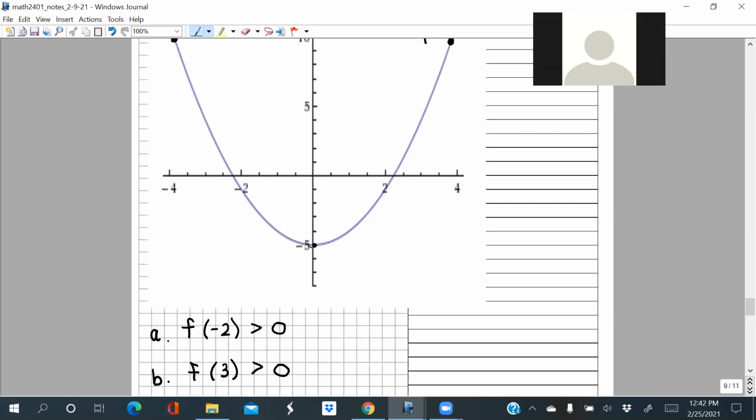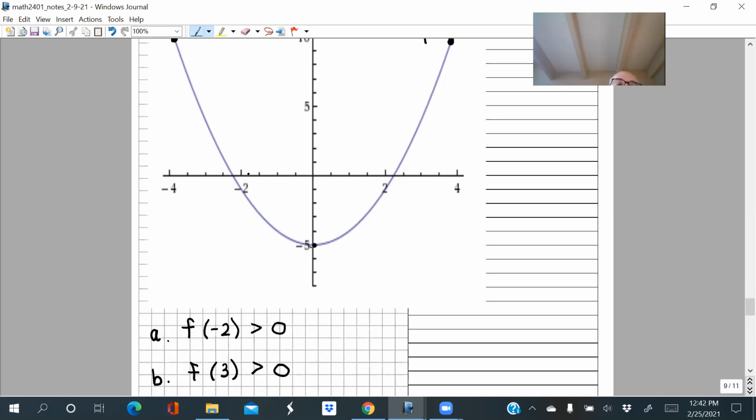Looking at the graph, true. Well, Assad, you said true. Why did you think that was true? Saying that all the y values, meaning f of x values, are greater than 0. So when I look at the x value of -2, I see that everything above that, all the y values are greater than 0.